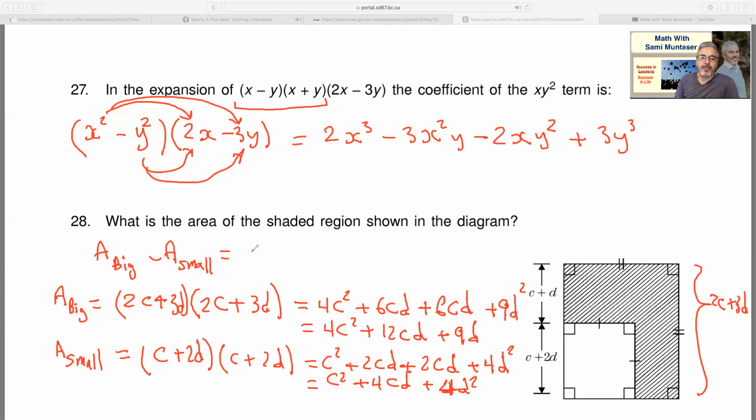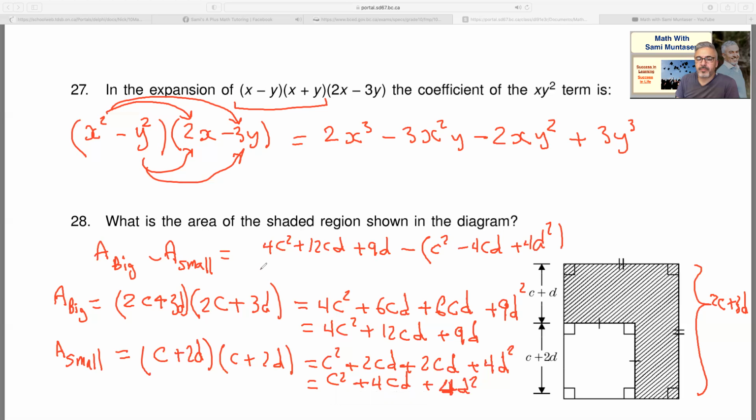Now, if you want to know the area, you just go here and take the area of the big one, which is 4c squared plus 12cd plus 9d squared. Take away the area of the small one, so it's minus c squared minus 4cd plus 4d squared.